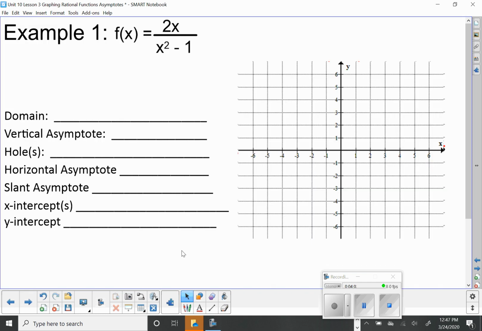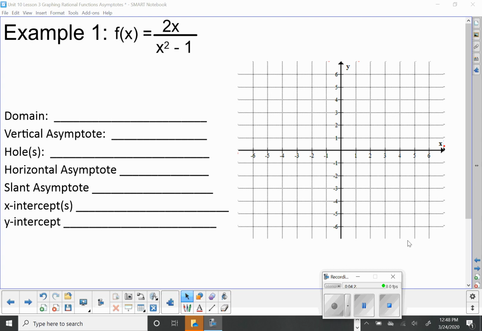Now, the best way to do these is by example. If you haven't printed off the notes, please pause and do that now, or grab a piece of graph paper and work alongside me.